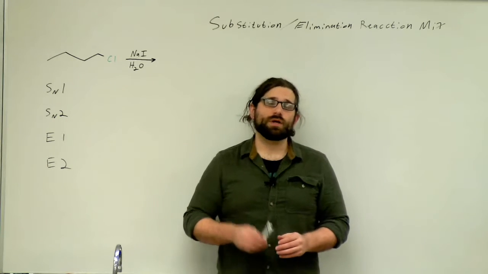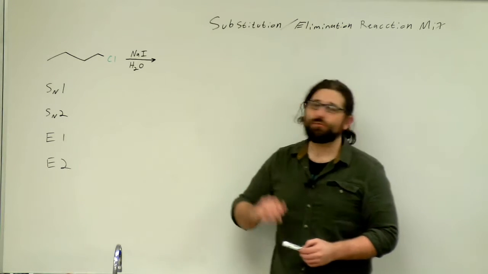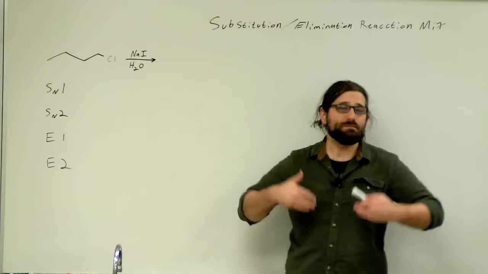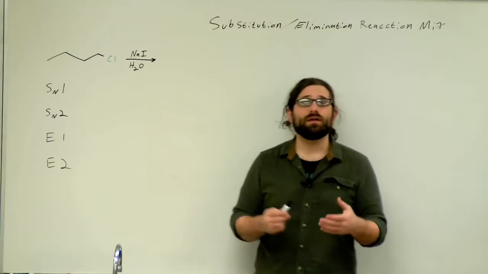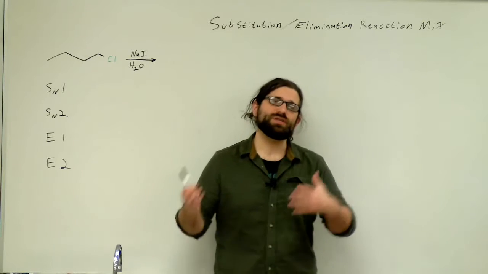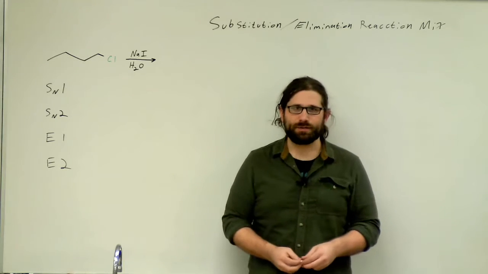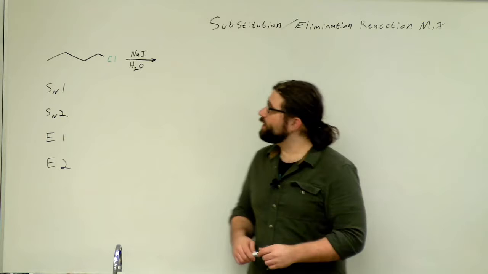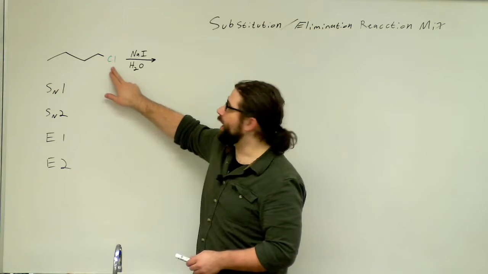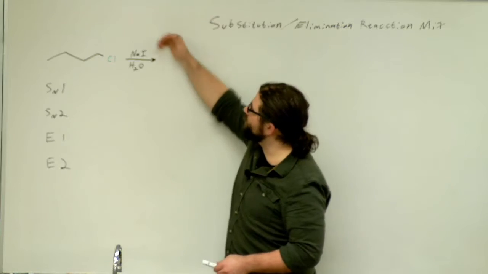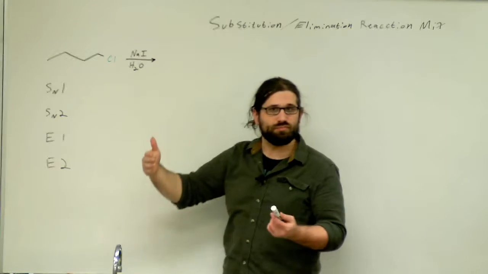In this video, we're going to go over a few different reactions, identifying which mechanisms we are going to work according to in each one, and then drawing out those mechanisms to predict the outcome of the reaction. So, our first one is going to be a butane with a chloro group on it being reacted with sodium iodide in plain old water.